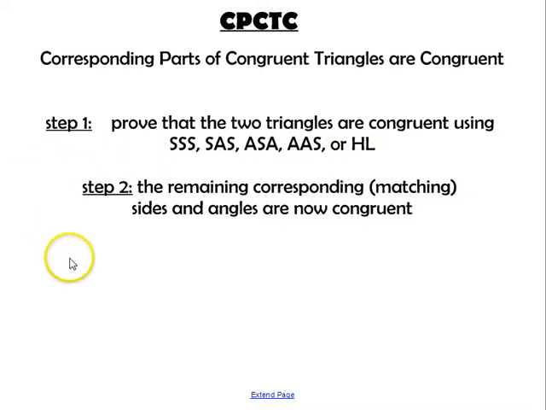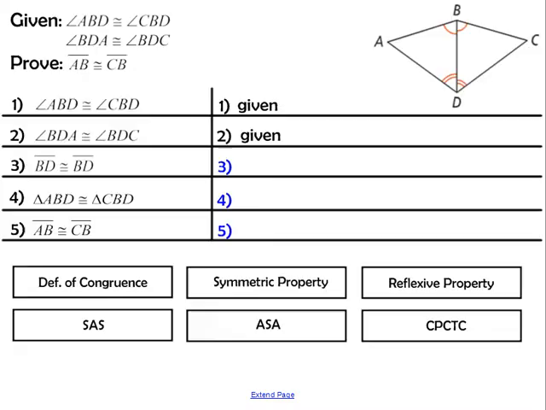After we've proved that the two triangles are congruent, we use step 2, which is that all of the remaining corresponding sides and angles are now congruent. So that means that all of the rest of the sides and angles that don't have congruent tick marks or arc marks on them, you can now match them up and say that they are the same. So the way that we're going to use CPCTC is in proofs. So let's go ahead and walk through this proof.